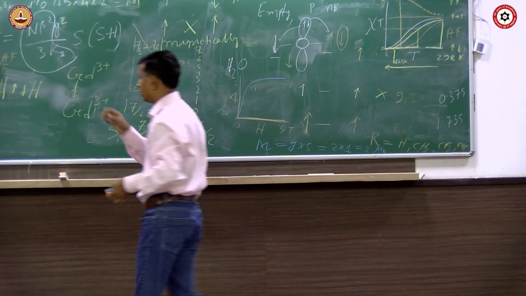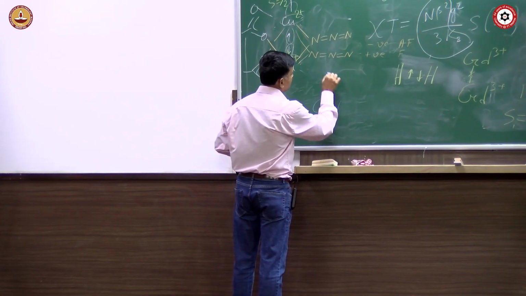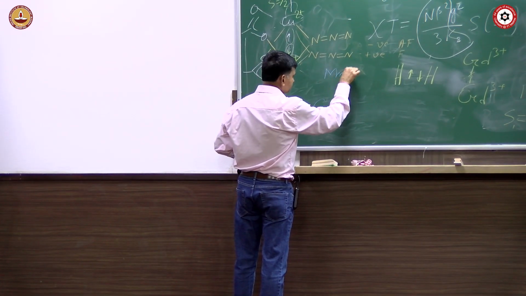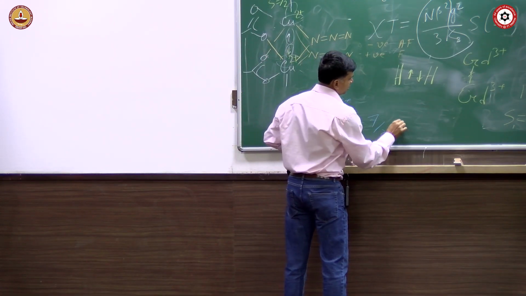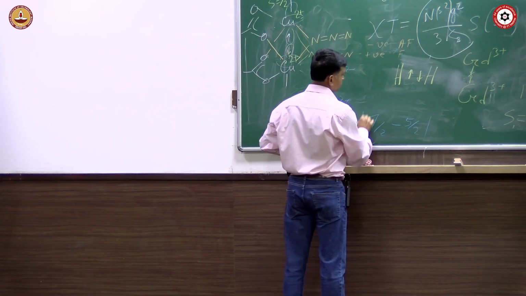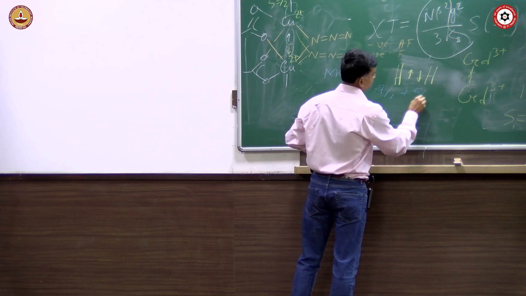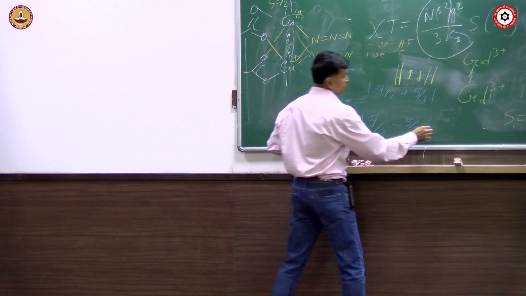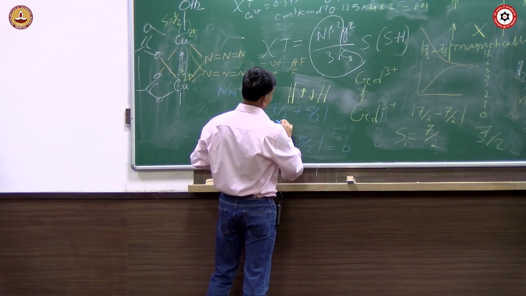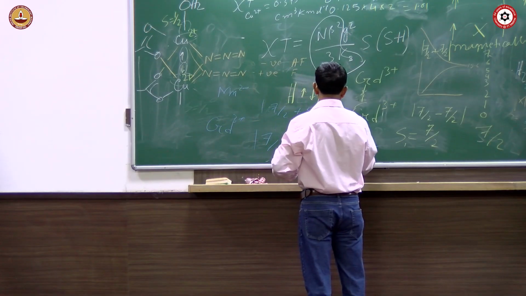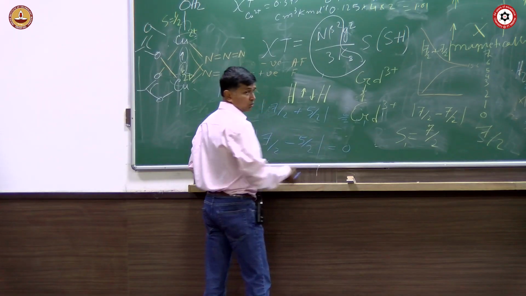Now we have done homo, what about hetero? Suppose I take gadolinium coupling with manganese 2+. How will it happen? 7/2 minus 5/2, it will go from 7/2 minus 5/2 to 7/2 plus 5/2. That's all. Here again 0, and this is 2 by 2, so 1. So the states will come between these two values.